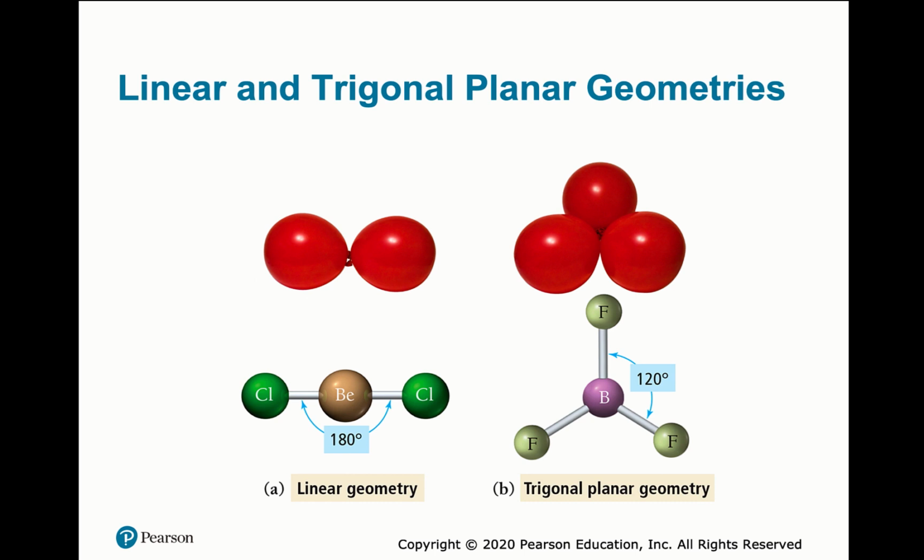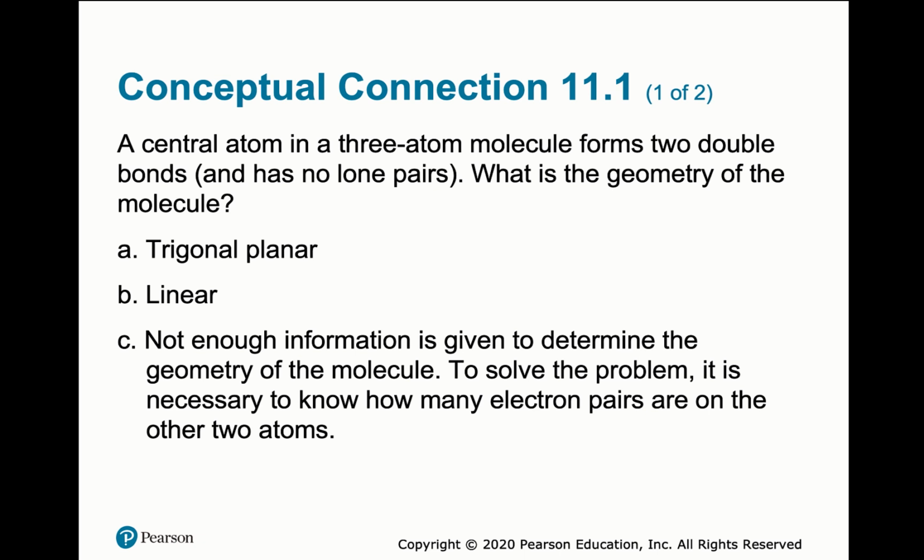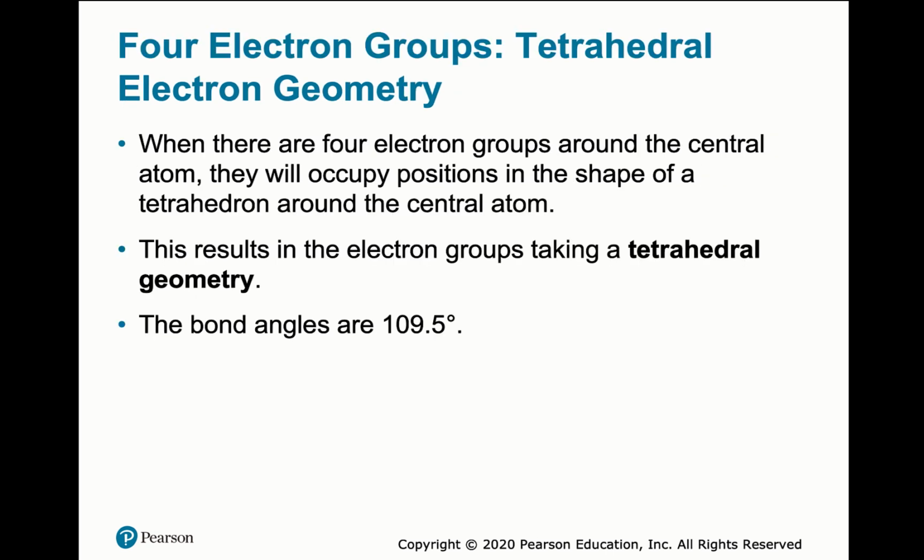Using balloons to describe this, you can see balloons in their resting states of sorts. So 2 things have linear, 3 things have planar geometry. Okay, so a central atom in a 3-atom molecule forms 2 double bonds. What is the geometry of the molecule? It's got 2 things. That's linear.